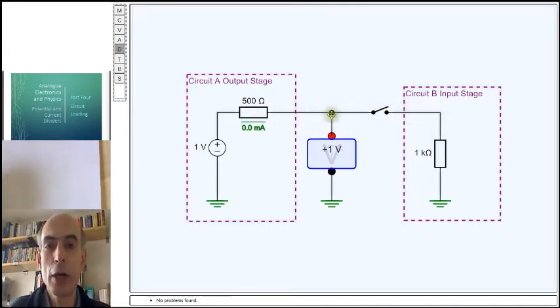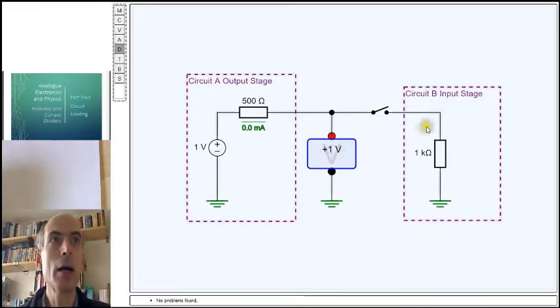So, with no current flowing, there is no voltage drop across this resistor. That's just Ohm's law. Delta V equals I times R. If I is 0, then delta V is 0 as well. If delta V is 0, then the voltage on this side is the same as the voltage on this side. It's just 1 volt.